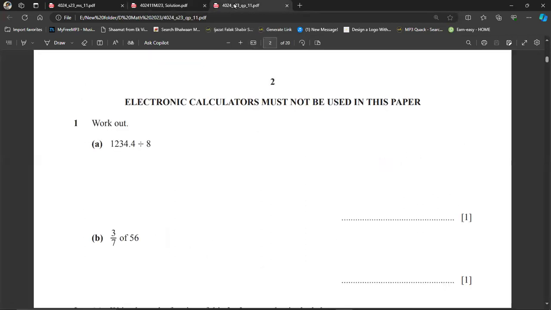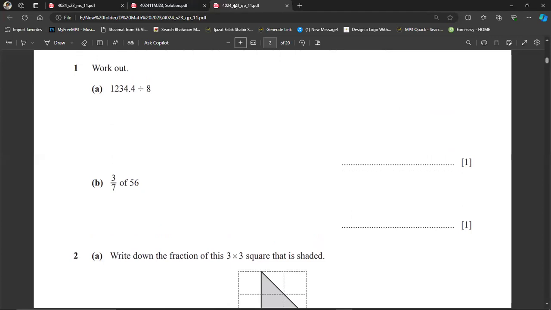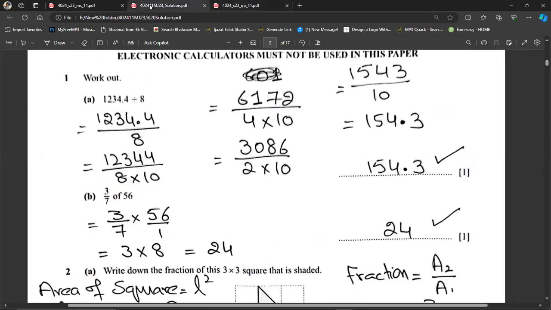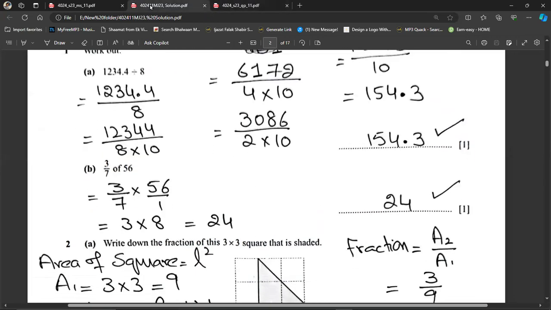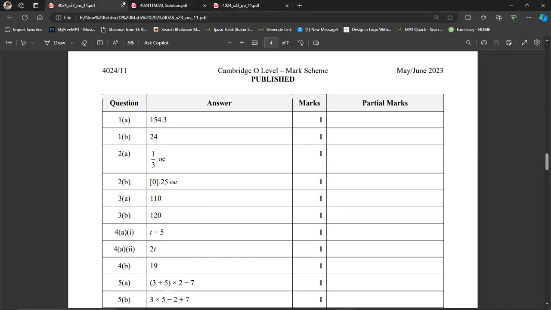Okay, so the next part is question number 1, part B. He says, work out 3 by 7 of 56. So 3 by 7 multiplied by 56. 56 can be cancelled with the table of 7. So that is 8. So 3 multiplied by 8, that's 24. So 24 is the answer.